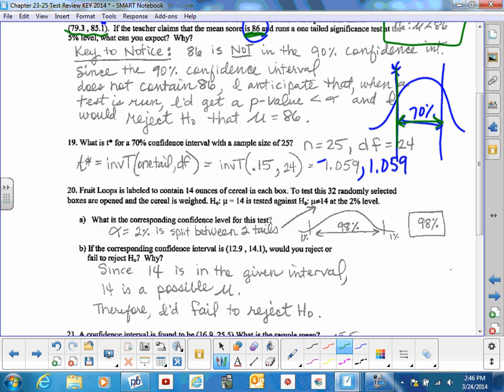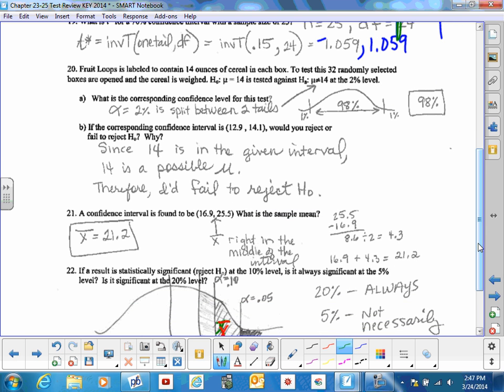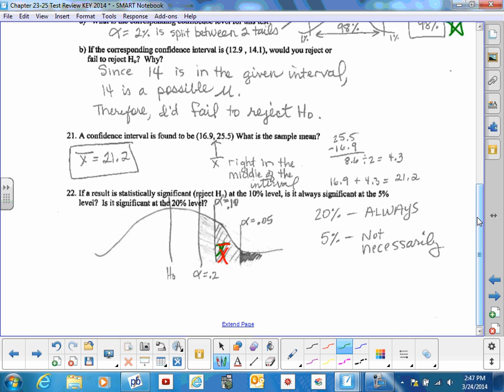So therefore, this critical value is inverse t of 1 tail. I think technically you have 2 critical values when it asks you for something like that. And number 20, I'm not going over too much. This problem here, I'm actually going to reference more in depth on the next page. So let's just hold off if you have a question on that. 21, your sample is right in the middle. Okay, 22, we've done this before.